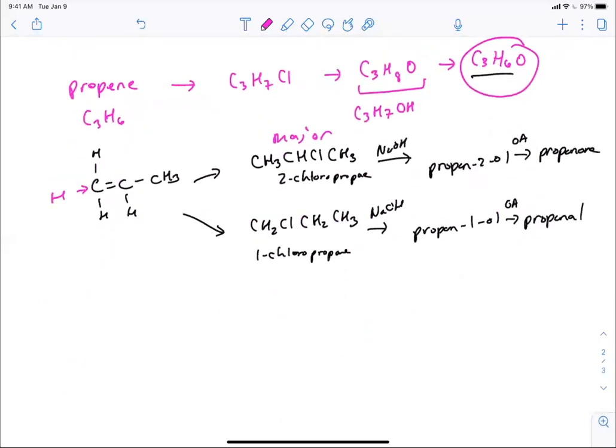Oh, because major is defined when the H bonds to the carbon with already the most hydrogens. Because you want to make the carbocation that has the highest degree of carbon. So making this the positive versus making this the positive is more stable. So then the Cl can attack that, and that's why that one's the major one.